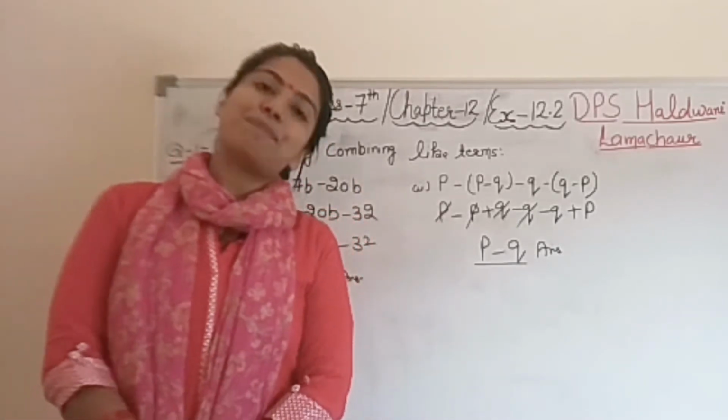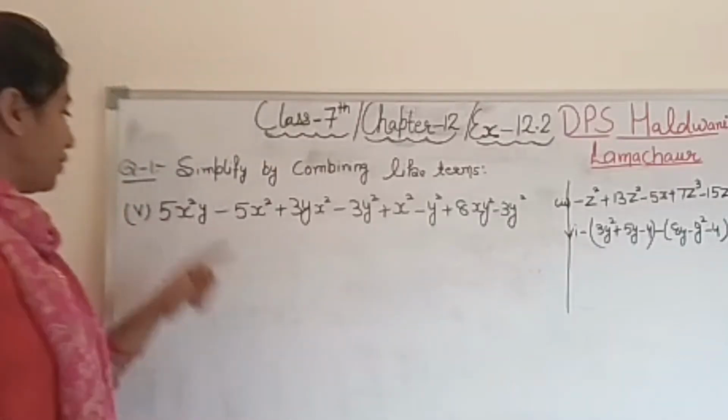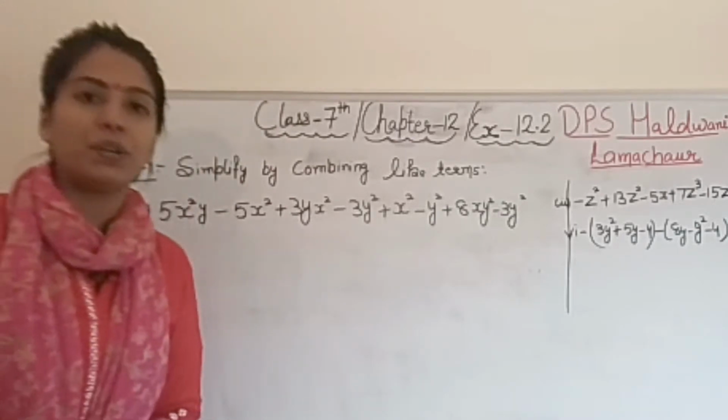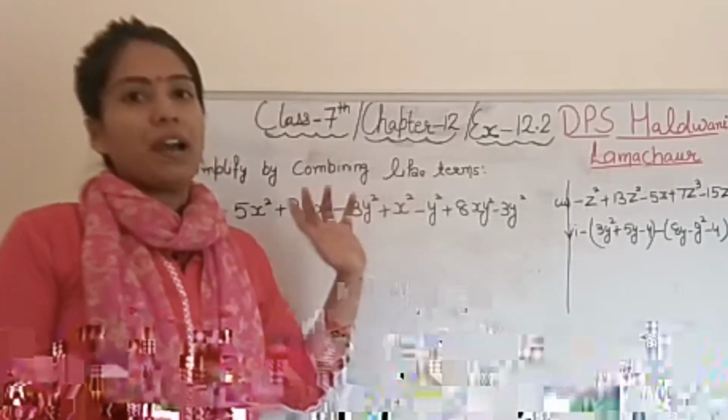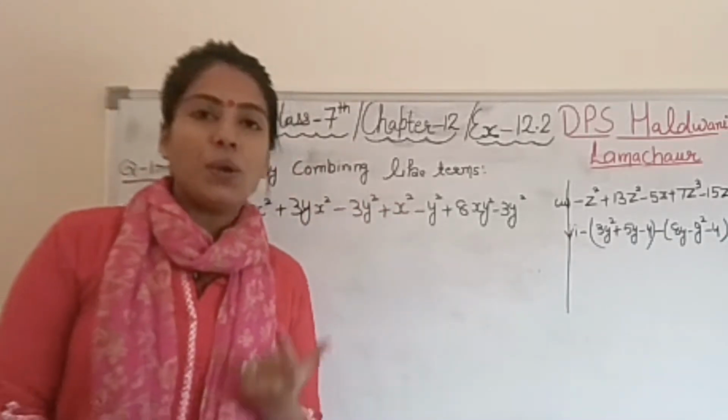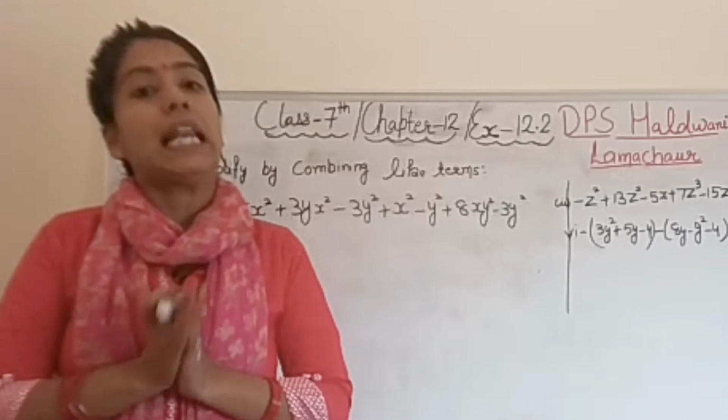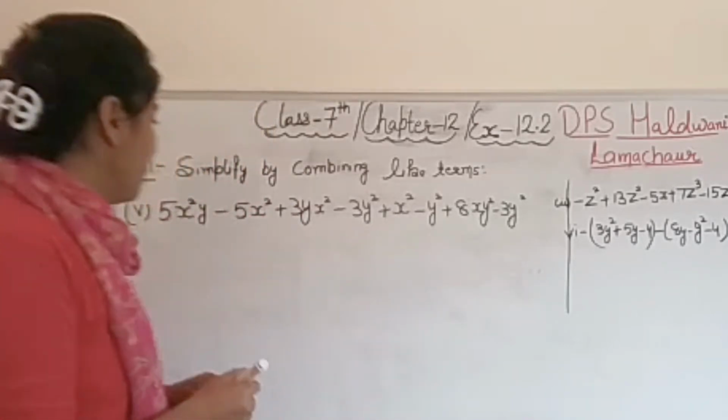Now coming to our next part. One more part I am going to do, fifth part from question number 1 only. As you can see, this is the longest expression. So we have to solve this. How will you solve? By pairing up the like terms.